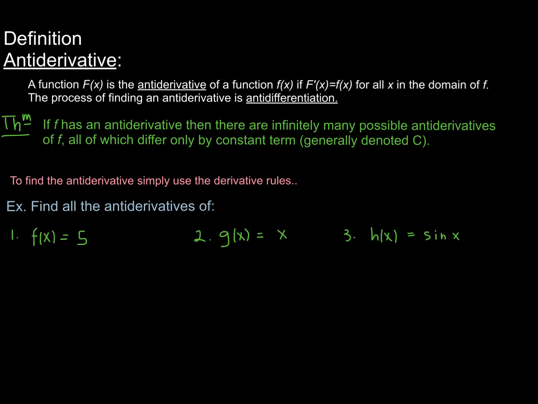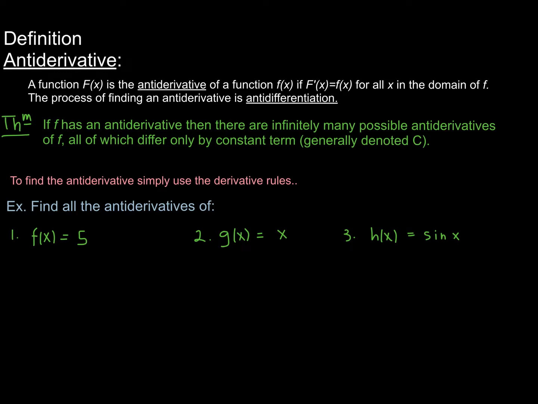So, as we just discovered, if lowercase f has an antiderivative, then there are going to be infinitely many possible antiderivatives of lowercase f. And all of them are going to differ only by a constant term. So that's why we write that plus c, because guess what? It doesn't matter what that c value is. When we take the derivative of a constant, it goes to 0. So the other pieces are the only parts that are going to stick around. That constant is going to disappear.